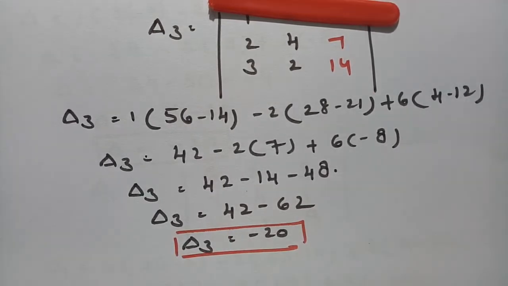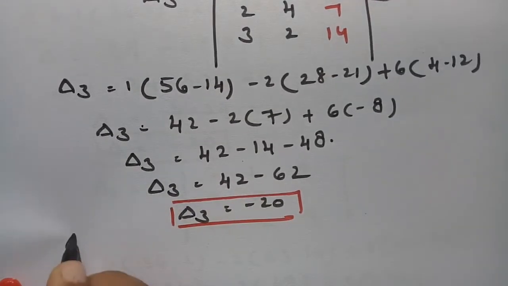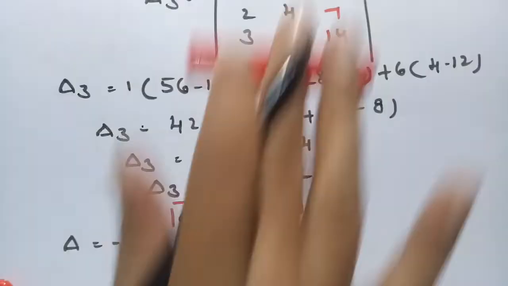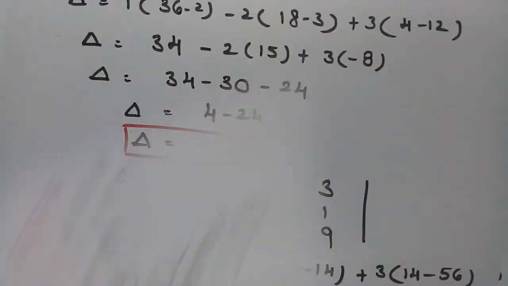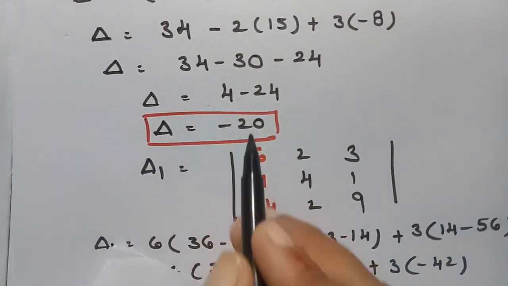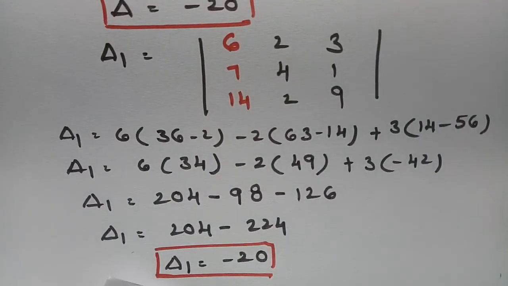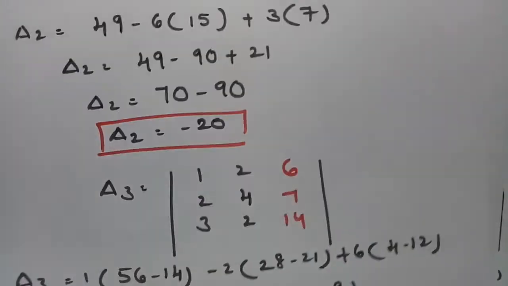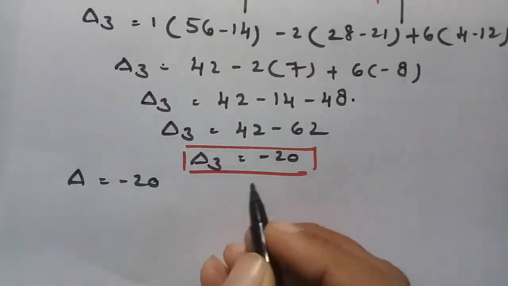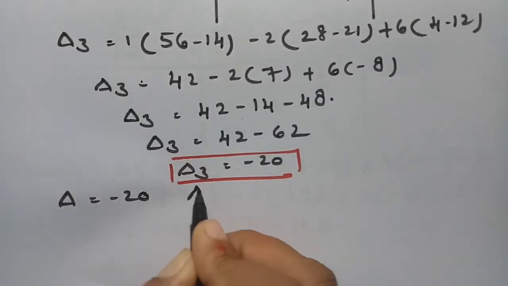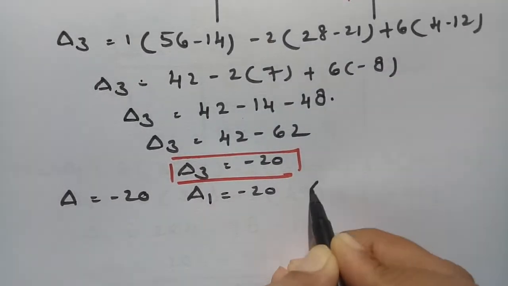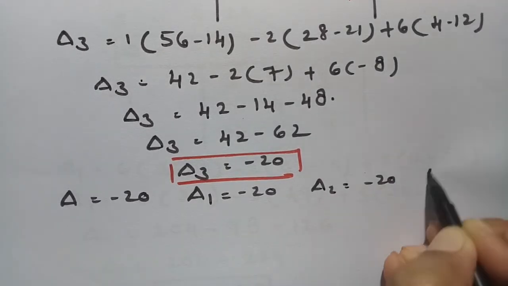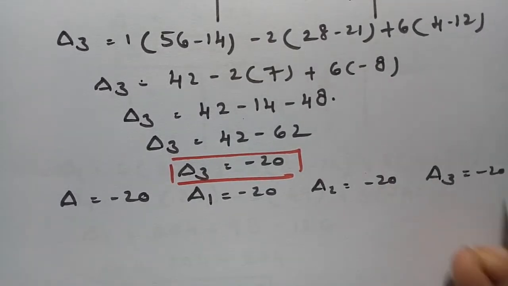Therefore, if you observe properly, we have delta value equal to minus 20. Just now I have done delta is minus 20, and delta 1 is also minus 20, delta 2 is minus 20 and delta 3 is minus 20. Therefore we got all the values as minus 20.